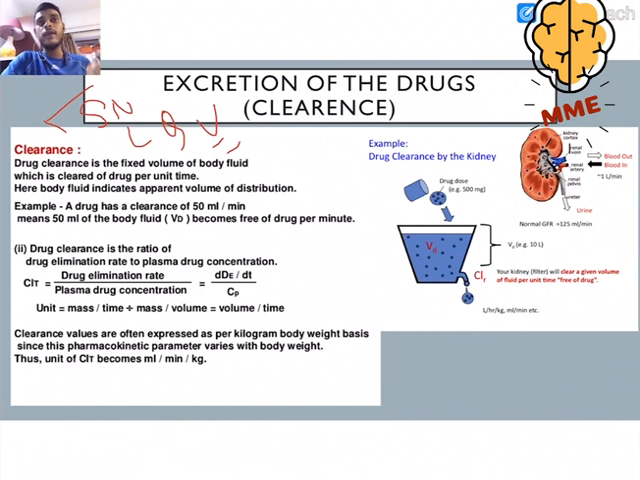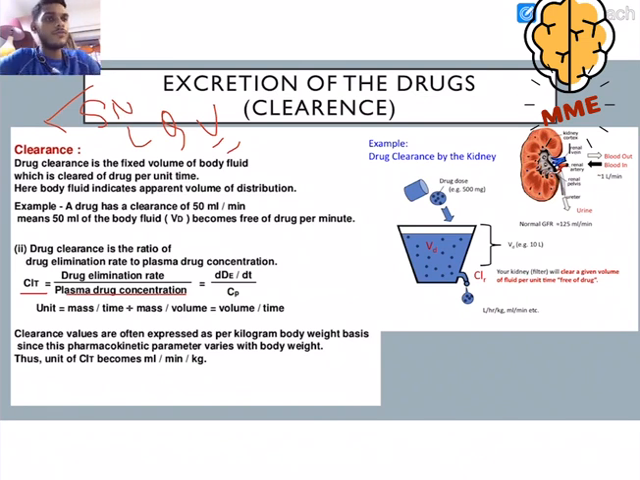And what do I mean by that? What I mean is that it is a fixed volume of our body from which the drug that I am administering is removed in unit time. Okay, so this is the formula which gives us the clearance of the drug: drug elimination rate divided by the plasma concentration of the drug. Okay, remember this formula. You need not remember anything else much from here.